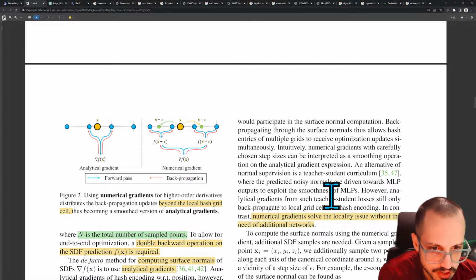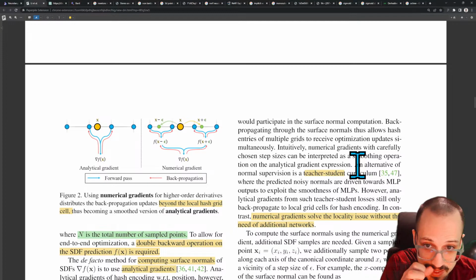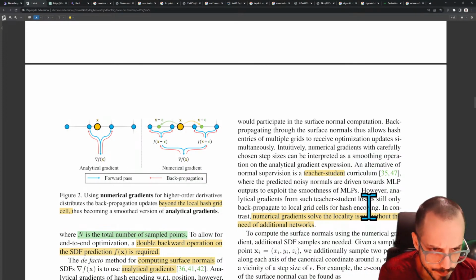Okay, so basically there's some other approach where as soon as you see teacher-student, that means multiple neural nets, where the student neural network is basically trying to mimic the teacher neural network. But whatever that approach is, it's bad because you need multiple MLPs, and they're saying that in this paper, using the numerical gradients, you can solve this locality issue without having to have multiple neural nets.